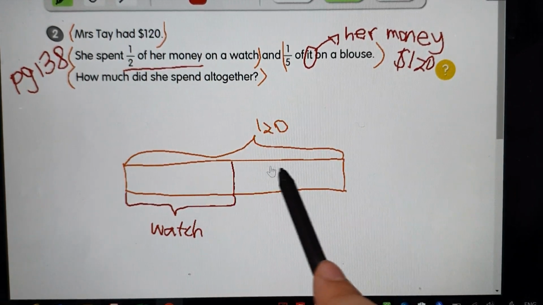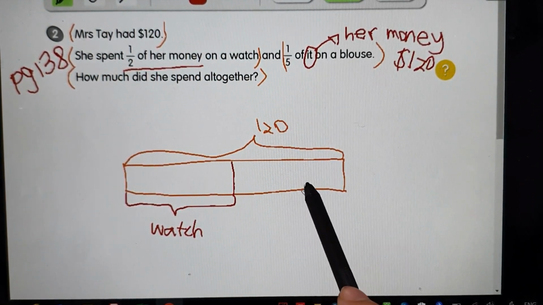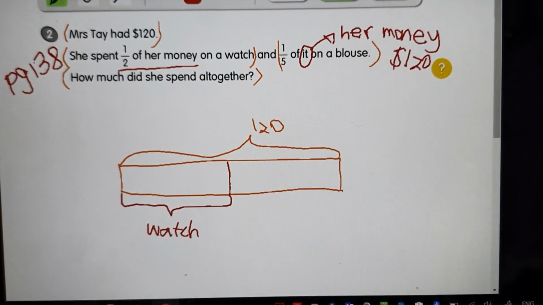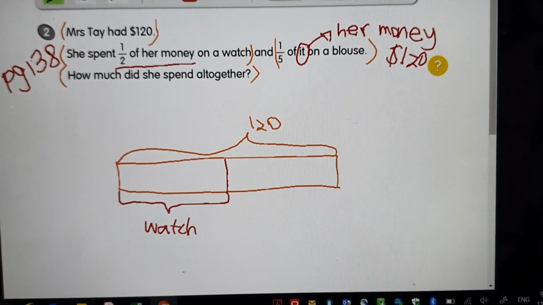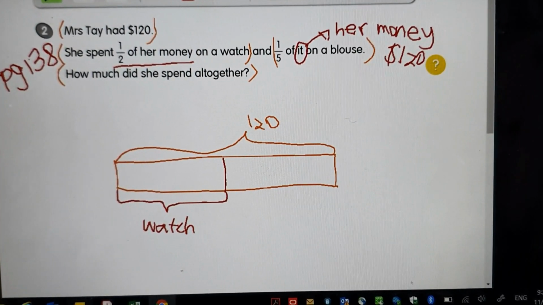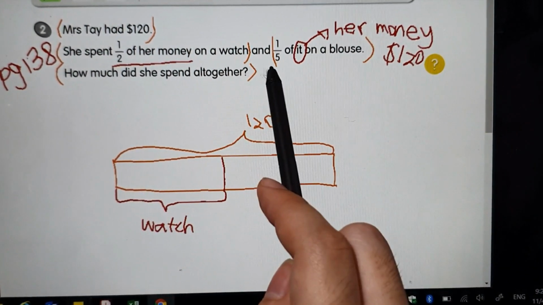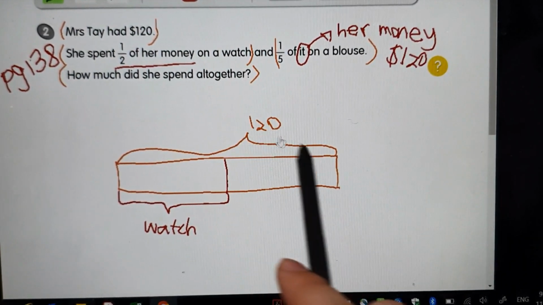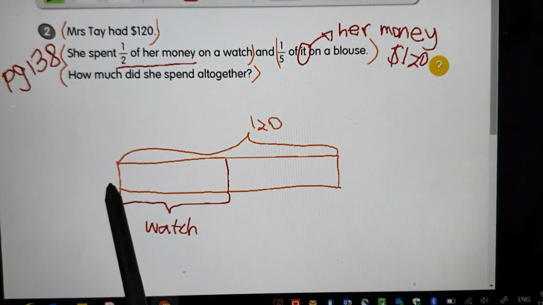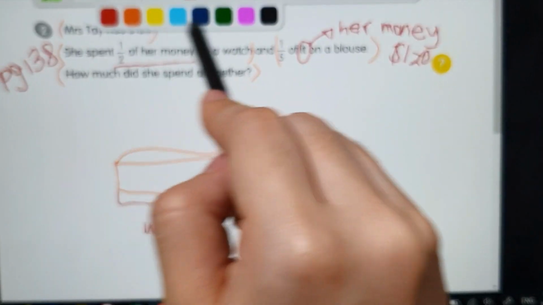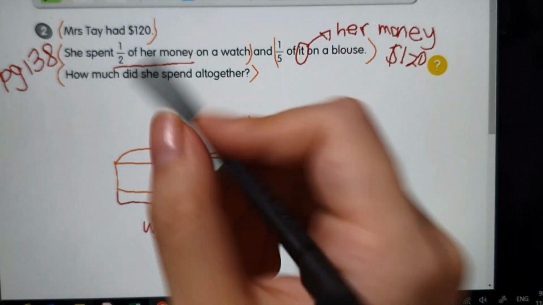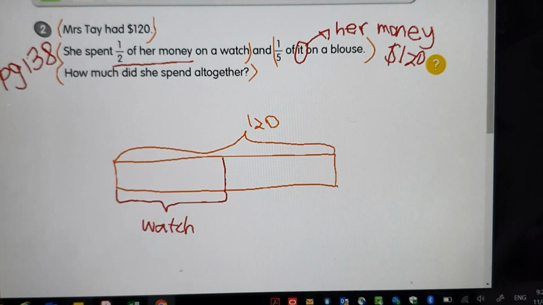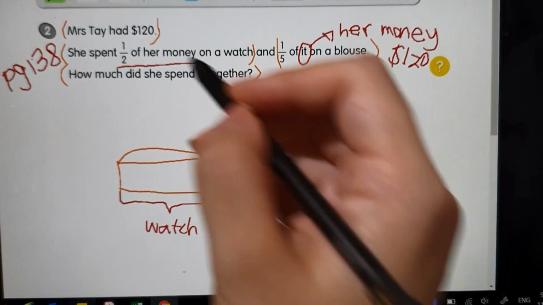However, you already cut this into 2 equal parts. How can you actually still cut it into 5 equal units? What you can do here is find the common denominator between half and 1/5, because half and 1/5 are both based on $120 here. So you can move on to find the common denominator between half and 1/5. And what is the common denominator? Yes, it's going to be 10.